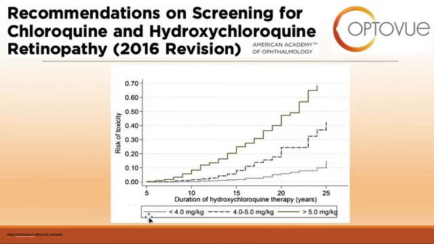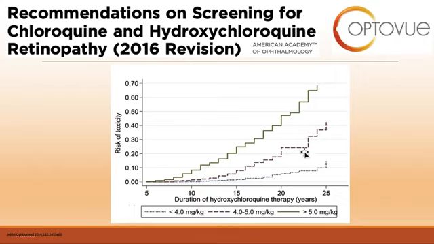The little blue dotted line means the patient is taking less than 4 milligrams per kilogram. The purple hash line is 4 to 5 milligrams per kilogram. And the green line is greater than 5 milligrams per kilogram. So when you look at the different dosages in relation to duration, you can see how the percentages are arrived at. So let's say you have a patient taking either less than 4 or 4 to 5 milligrams. That would be these two lines.